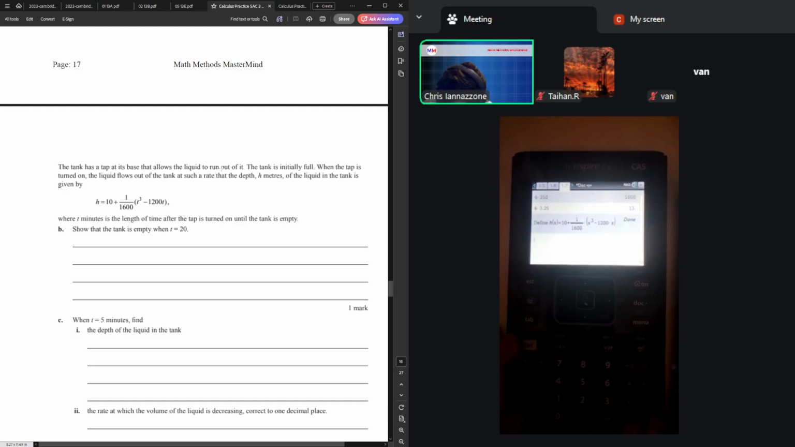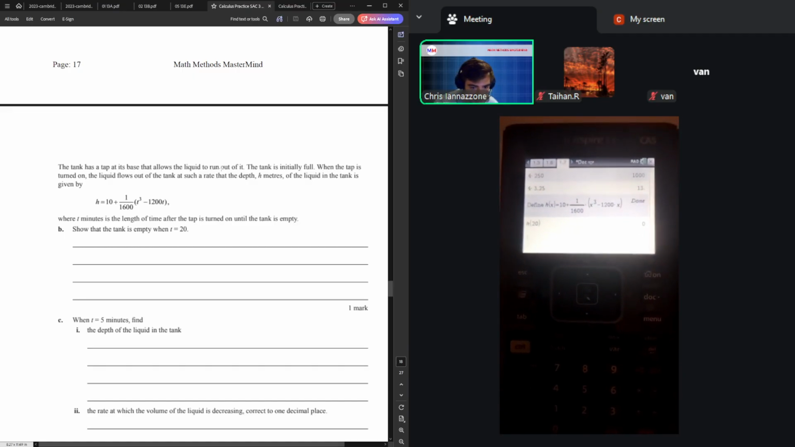Cool. So yeah, a good rule of thumb for your extended response: at any point you get a new function, define that new function, because it becomes easier to then sub in anything that you want to test things or plot things. In this case we can see clearly h of 20 is going to be 0.